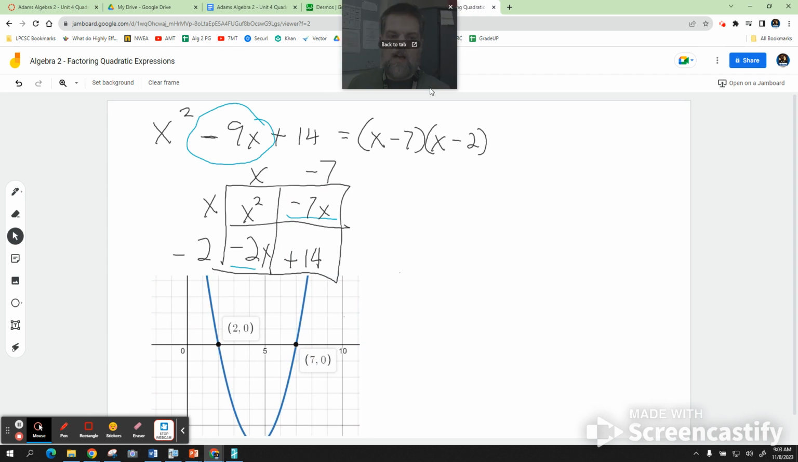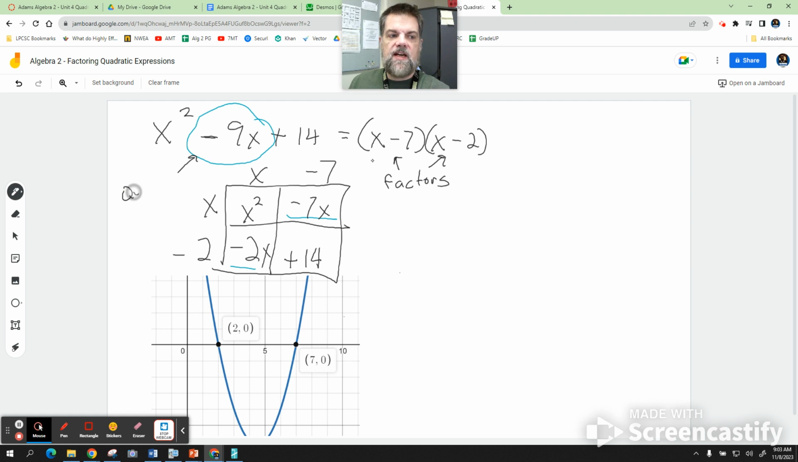Also, remember, I want you to write this label down. You're going to say, Mr. Adams, you repeat yourself too much. Yeah, I do. Remember, I've got to get this in your brain at least 27 times. So these are factors, right? What's this called? This is a quadratic expression. Actually, it's a trinomial. You'll hear that term too.